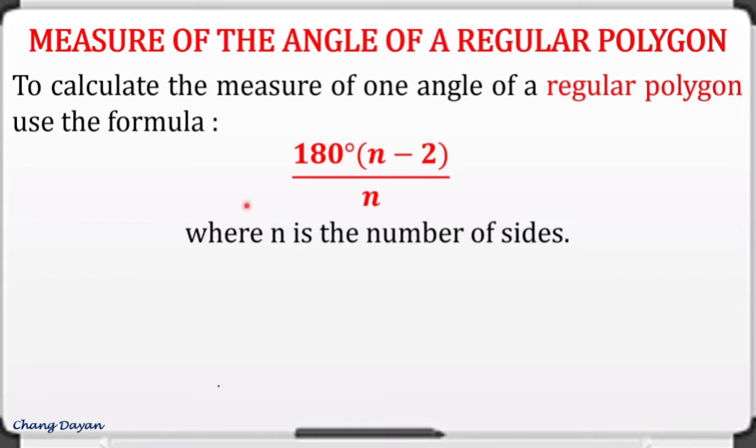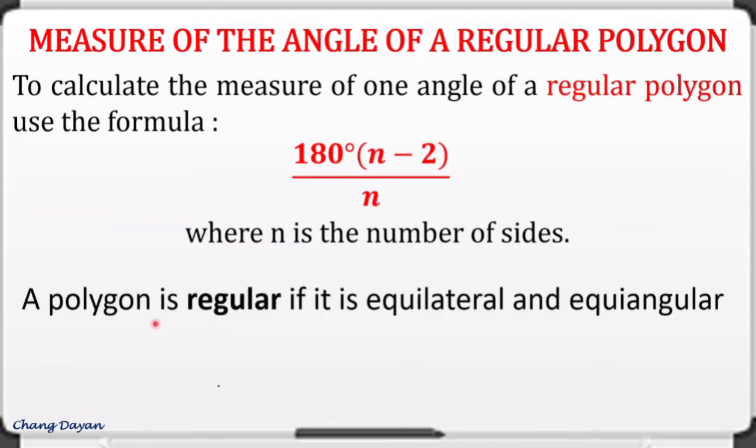Okay. Now, let us have the measure of the angle of a regular polygon. This is the formula, 180 degrees times n minus 2 all over n, where n is the number of sides. Remember, a polygon is regular if it's equilateral and equiangular, meaning pareho ang sukat ng side at angle. This formula can be used only if the given is a regular polygon.